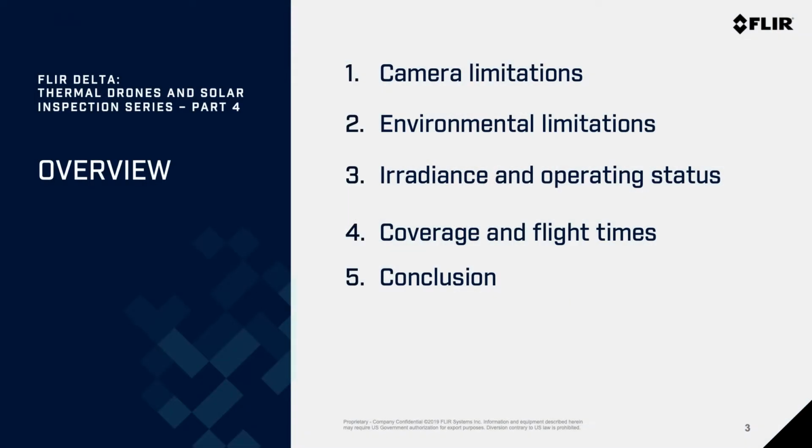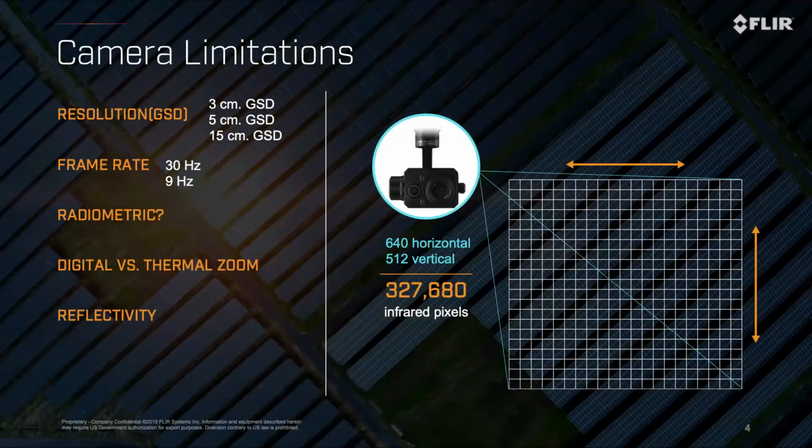During this webinar, we're going to discuss the following topics: camera limitations, environmental limitations, irradiance and operating status, coverage and flight times, and we'll wrap up with a conclusion. Before we start, we've had a common theme throughout these videos, and that is to start with the end deliverable and the end product and work your way backwards. If you're looking for a high-level qualitative analysis, you need to take one approach. If you're looking for a high-resolution 3-centimeter ground sampling distance project, you're going to need to take another approach.